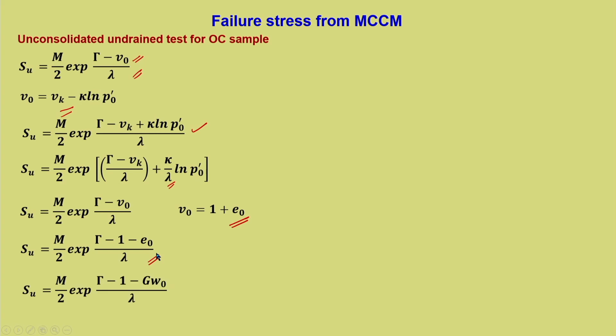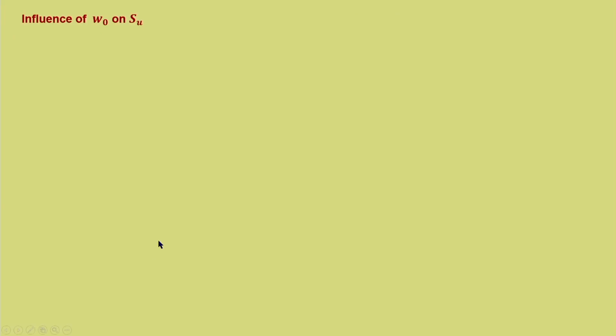And what is E naught? E naught can be substituted as G into W naught, because S R E equal to G W is equal to S R into E. So based on that, Su equal to m by 2 exp gamma minus 1 minus G W naught upon lambda. Let us try to understand why we have done the previous expression: to understand how much influence the initial water content has on undrained shear strength.